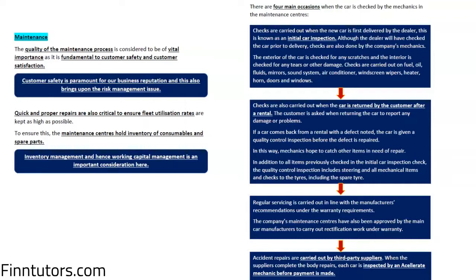Accident repairs are carried out by third-party suppliers. When the supplier completes the body works, each car is inspected by an Acellerate mechanic before payment is made. So if it's an accident, then these repairs are carried out by third-party suppliers. You give it out, you outsource it. So outsourcing needs to be understood over here. What is outsourcing? Its advantages and disadvantages. And once the repair is complete, your mechanics will check it.